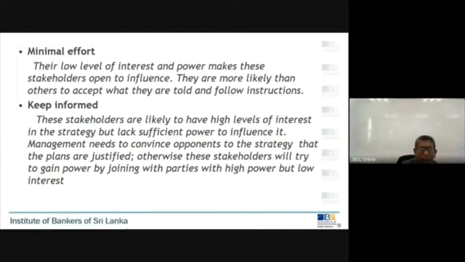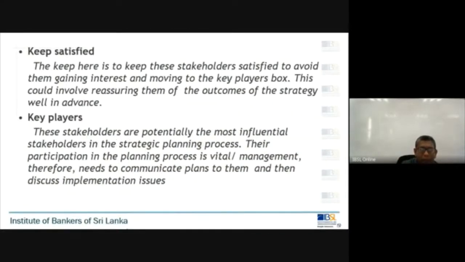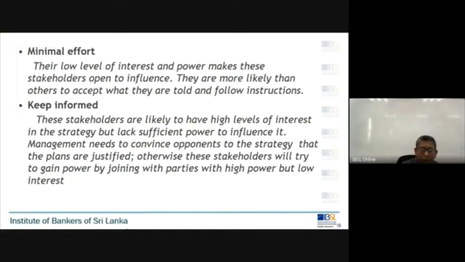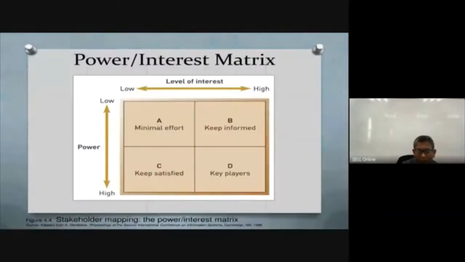Then you have the keep satisfied group. Right? Now it's like this. Keep satisfied means their interest is low but they are high powered. So therefore we need to satisfy them. Groups or stakeholders coming into that category, we need to satisfy always, otherwise they may have some problem.